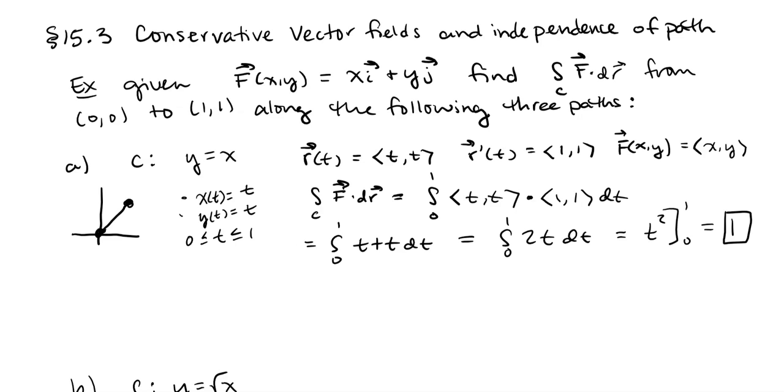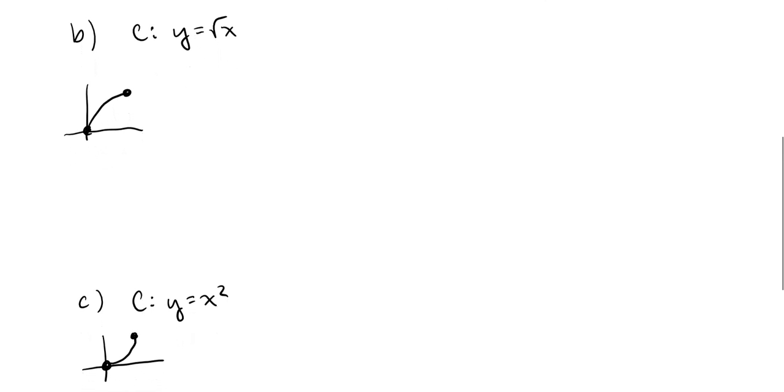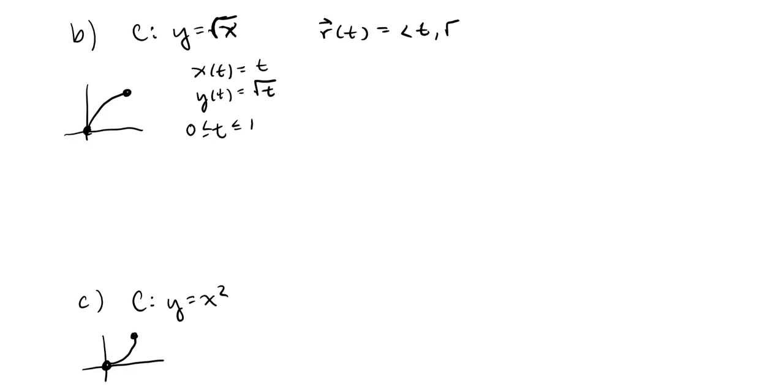Let's look at another path. Let's instead now say that we want to go from (0, 0) along the path y = square root of x. So again, we're going to need another parameterization, an x(t) and a y(t), and these are fairly simple. If we just let x be t, where t goes from 0 to 1, then x does what we need, and then for y we'll use our function up here, which was square root of x, so it'll be square root of t. So then r(t) is (t, square root t).